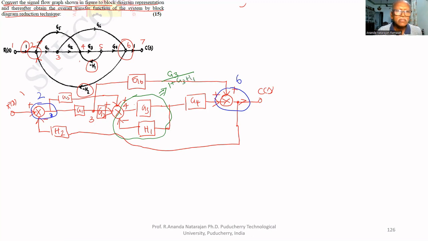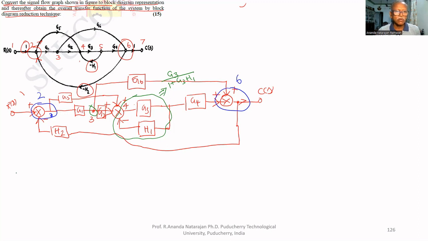And this is parallel. G1, G5 are parallel, but you cannot simplify that because of this takeaway. That should be moved away. In addition, this G5 also we can move out of this G1. Then you can combine G2 and G5.